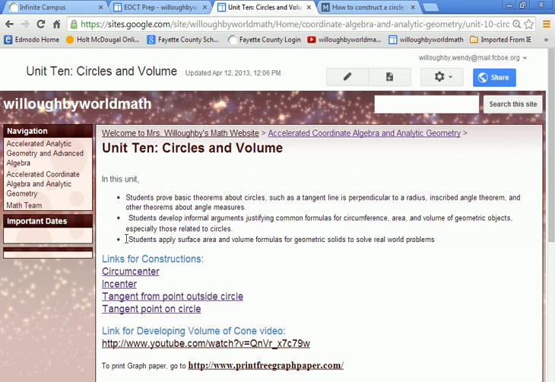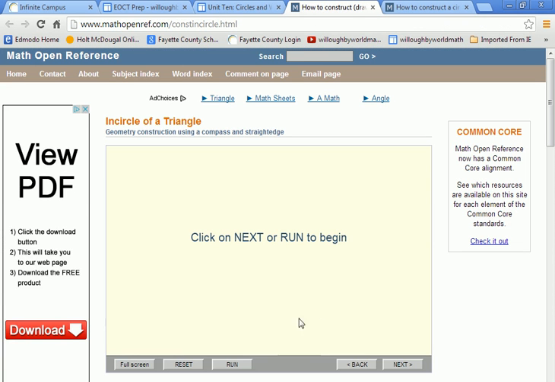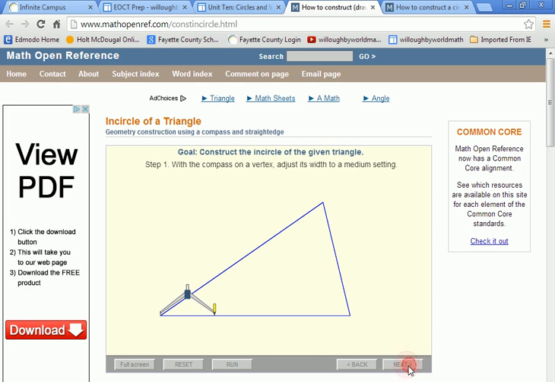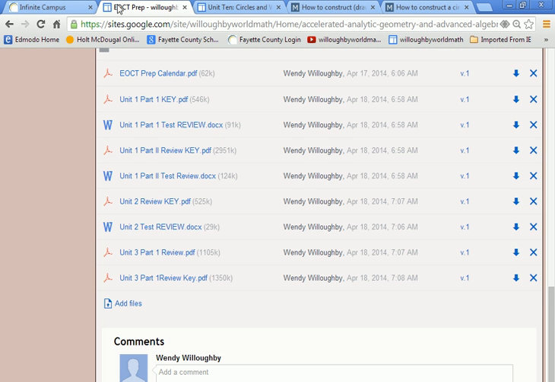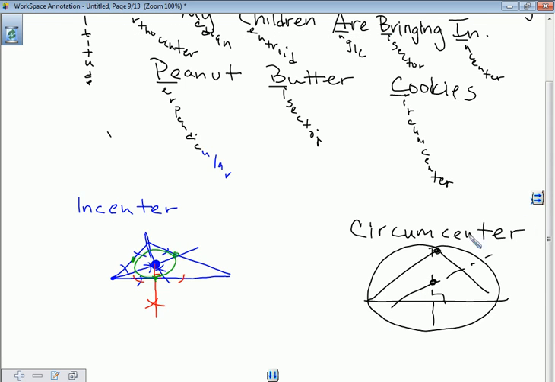And then you could do the incenter, but it's too slow. I don't have time. But you can later on.